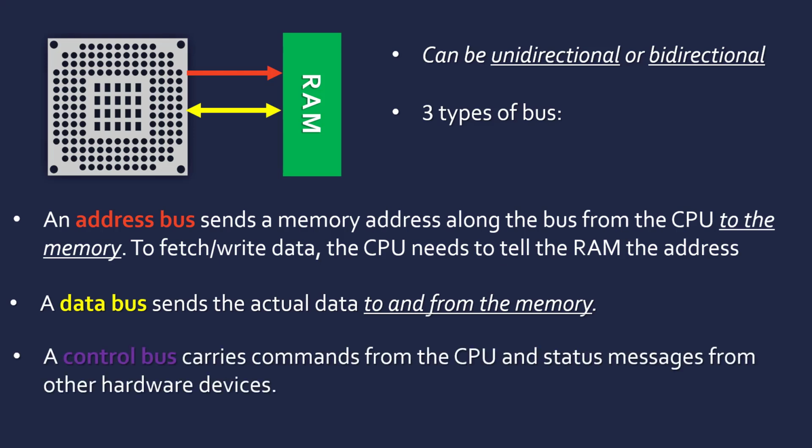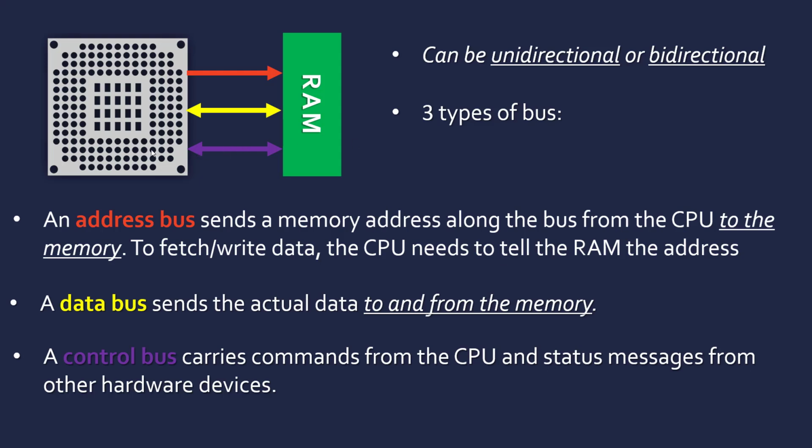The third bus is really important but is slightly harder to understand perhaps. This is the control bus. So this carries commands from the CPU and status messages back from other hardware devices. I should say that these buses do also go to other bits of hardware, but they're not as relevant for our kind of GCSE computer science. But the control bus is bidirectional, it goes to and from RAM and other components as well.